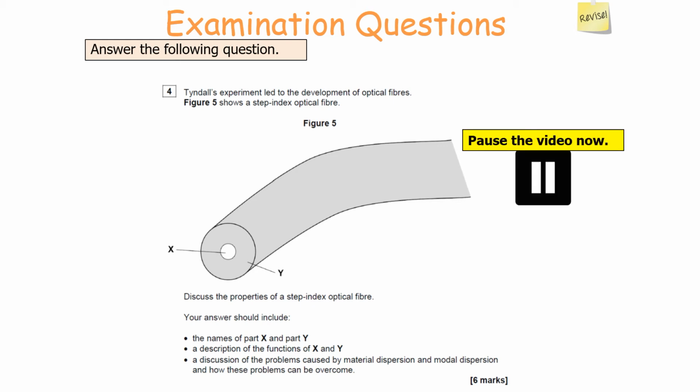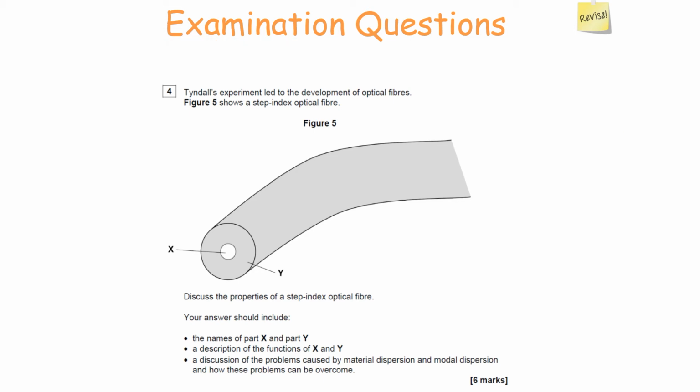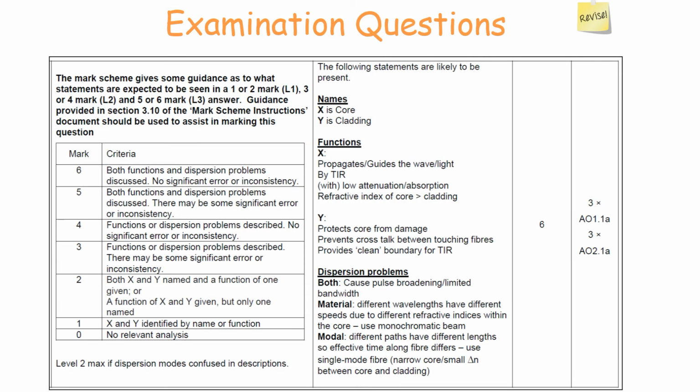So pause this video now, then unpause the video when you want to go through your answer. Right, so for this one you've got to hit each bullet point individually to make sure you get your full 6 marks. So for the first bullet point, the name of X is the core and Y is the cladding.